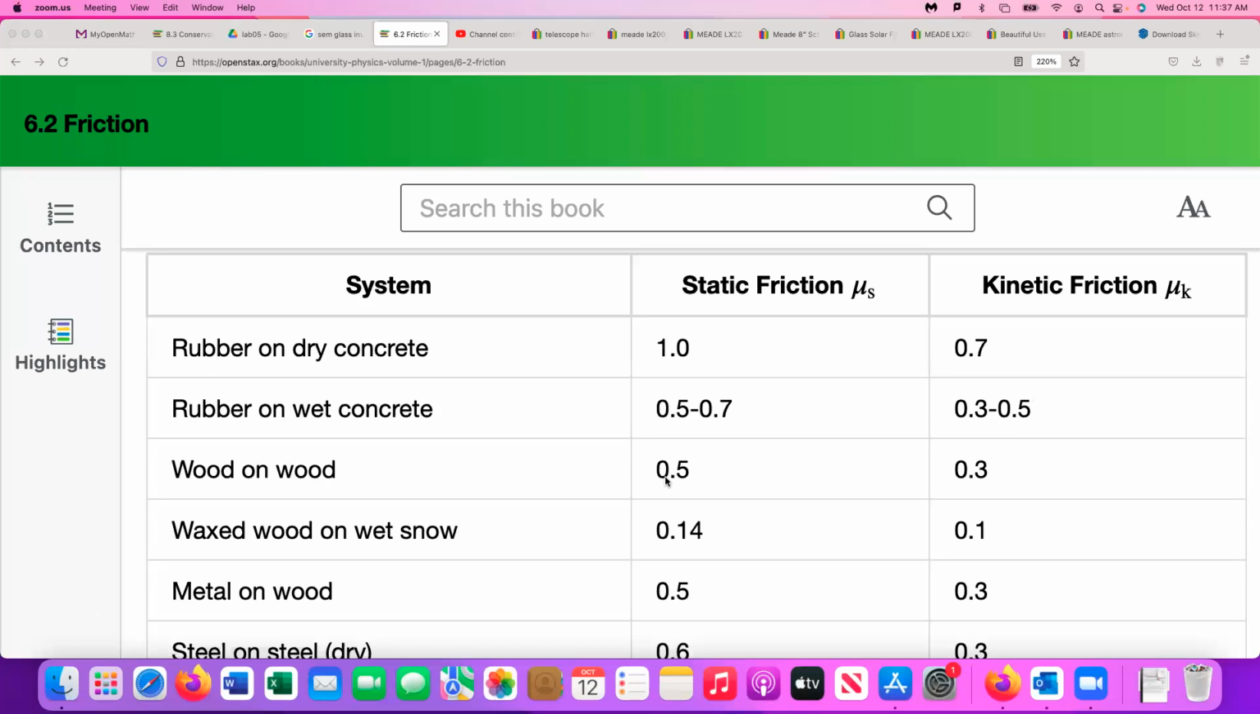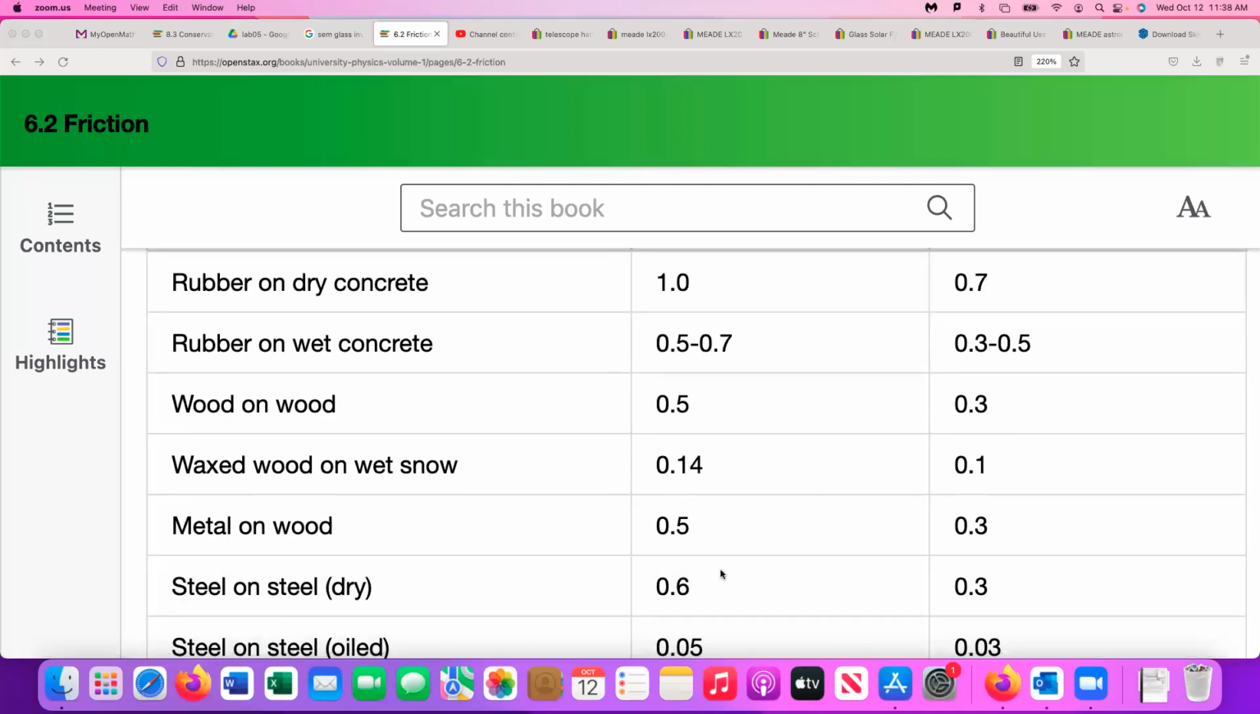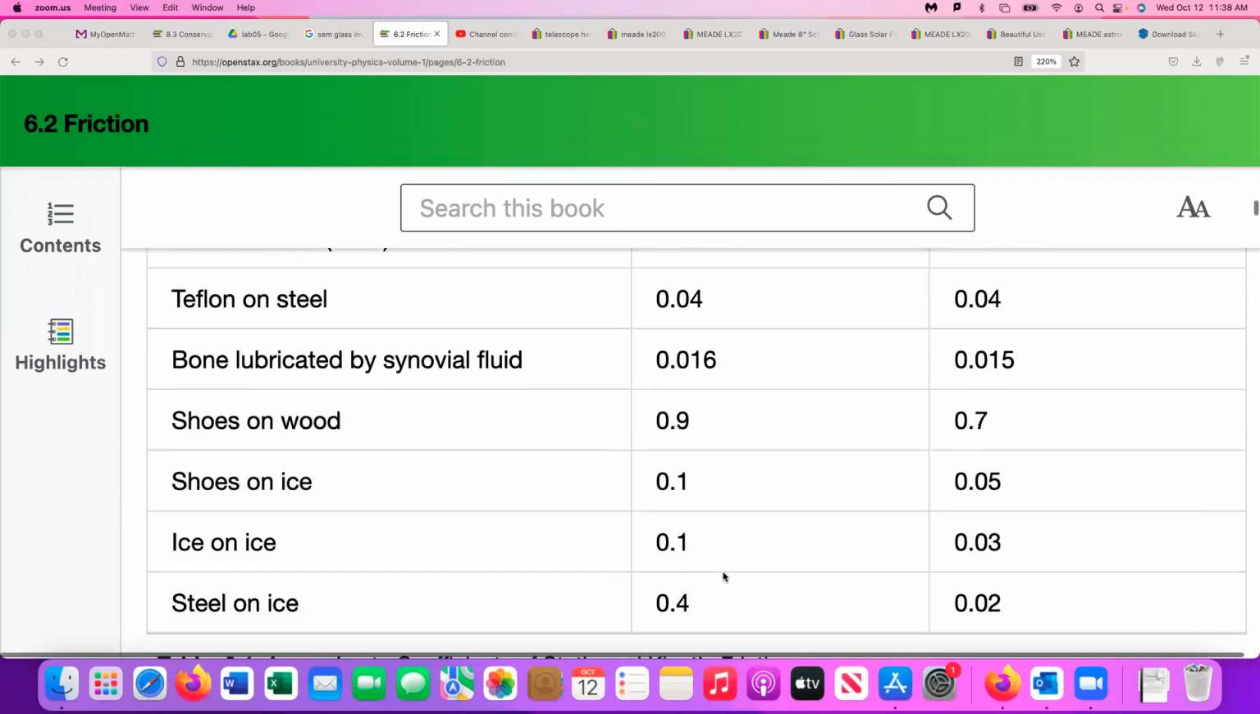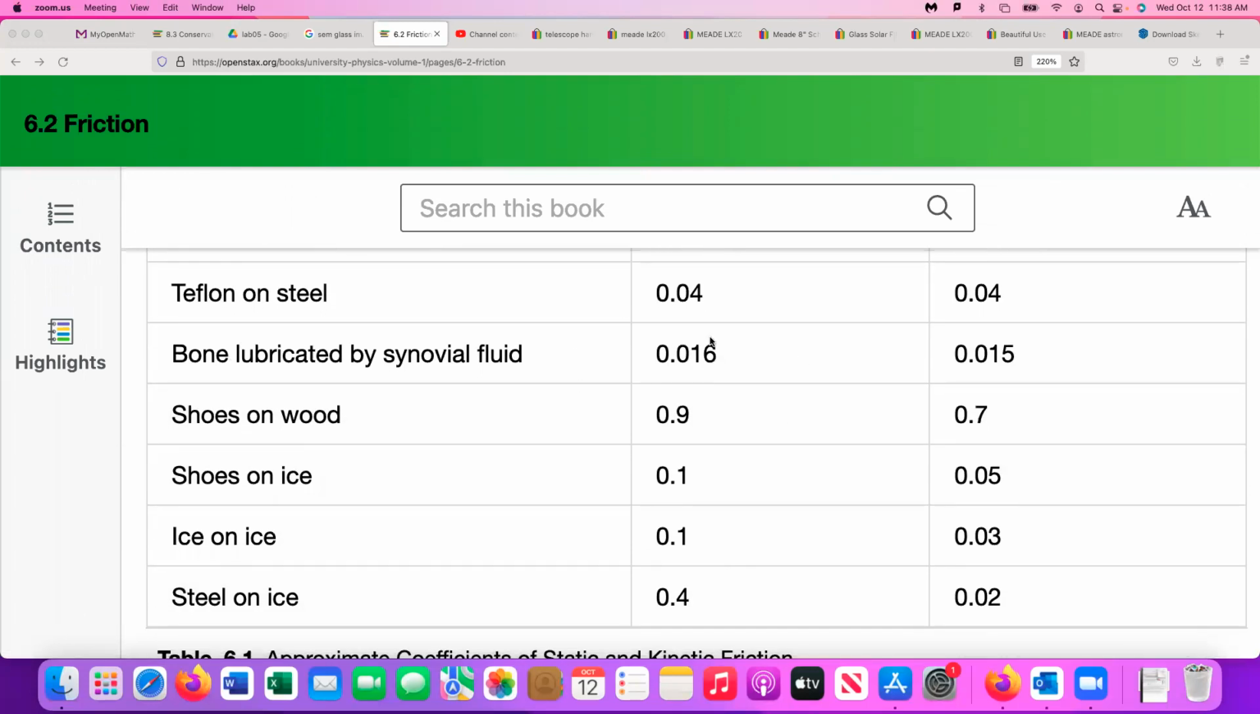Waxed wood on wet snow. That's skis, essentially, right? Skiing is that, 0.14. Dry steel, 0.6. Oiled steel, 0.05. Right? That's why we put oil in our car engines. Teflon on steel, 0.04. Bone lubricated by synovial fluid, 0.016. That's the lowest one we've got here.